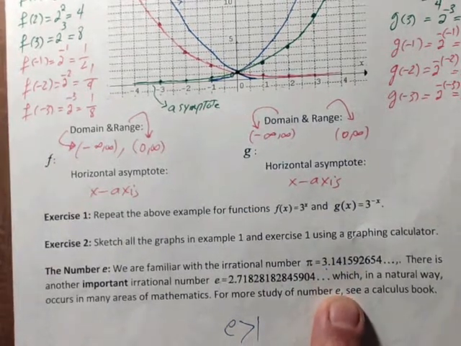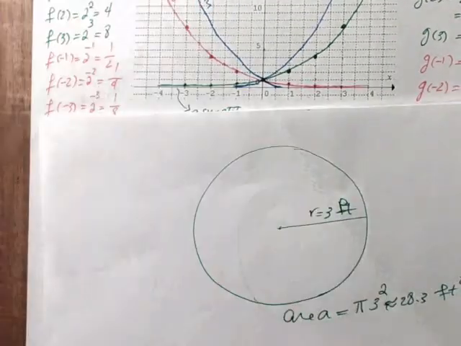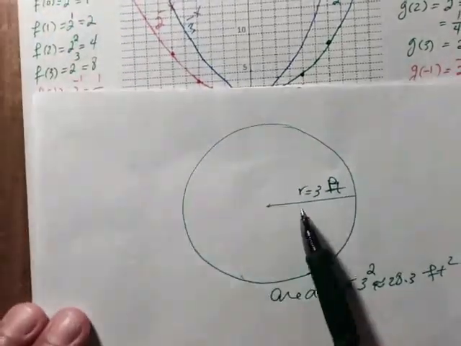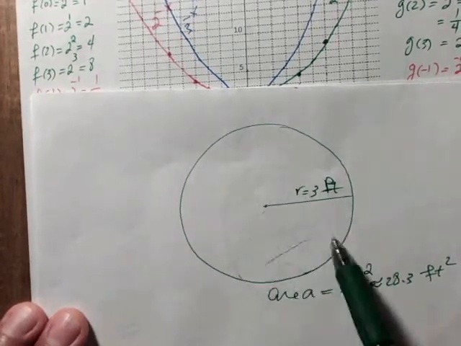For example, if I have a circle like here, you see, if the radius is 3 feet, you want to find what the area is.